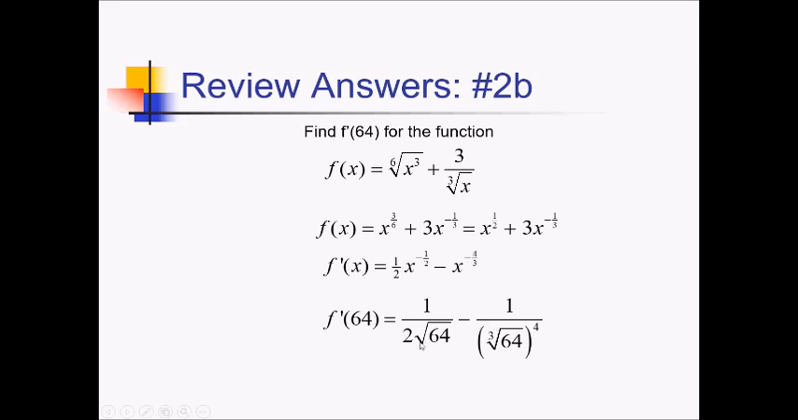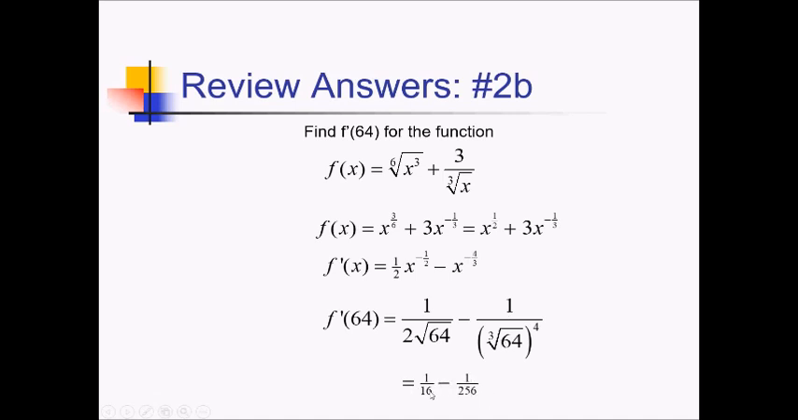So just to get a little practice with that, this first one, we've got square root of 64, which is 8. 2 times that is 16, so 1 over 16. For this next one, cube root of 64 is going to be 4. Raising that to the 4th, we get 256. So this is 1 over 256 that we're subtracting.